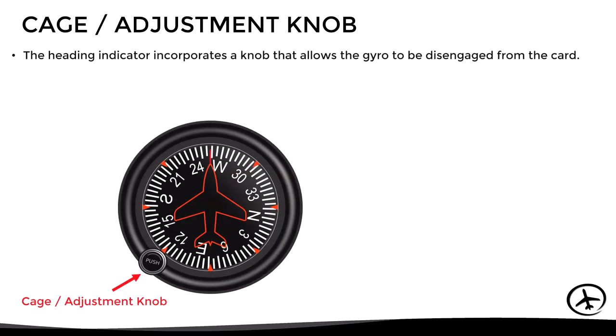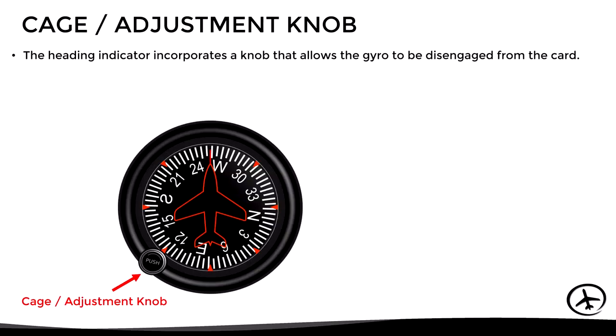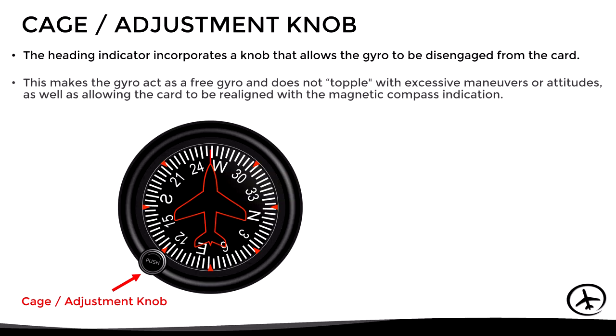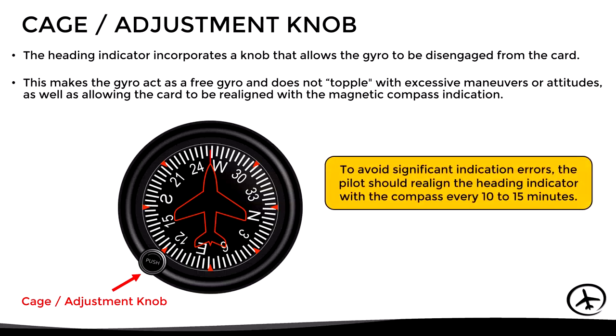Taking into account the effects of real and apparent wander, the question is, how do we correct the instrument indication? Well, for that we have to use the cage and adjustment knob. This allows the gyro to be disengaged from the card. This makes the gyro act as a free gyro and does not topple with excessive maneuvers or attitudes, as well as allowing the card to be realigned with the magnetic compass indication. As a general rule, to avoid significant indication errors, the pilot should realign the heading indicator with the compass every 10 to 15 minutes during flight.